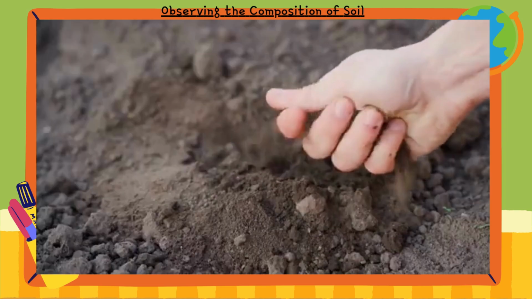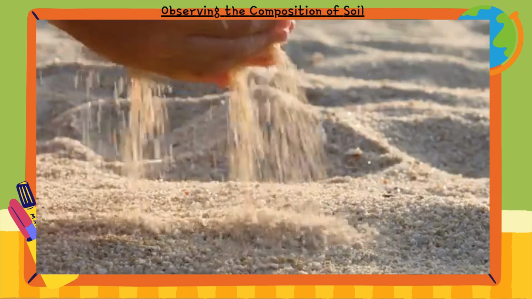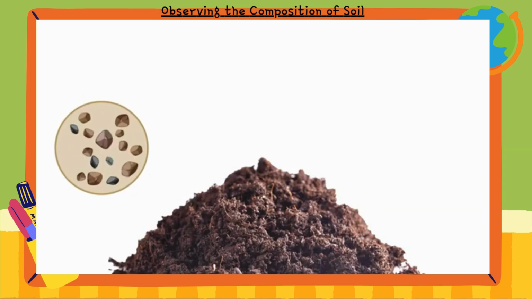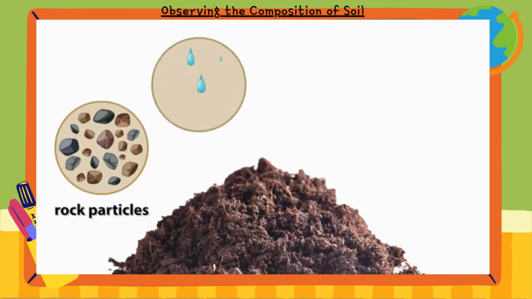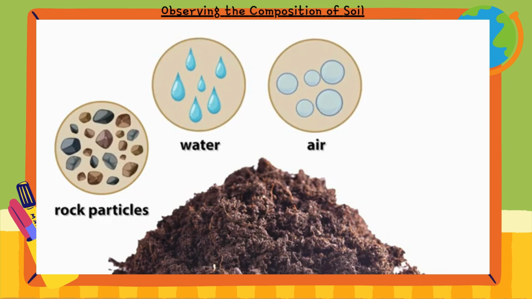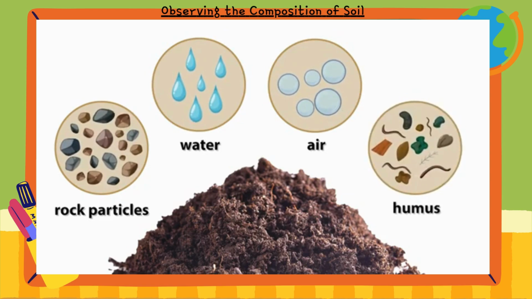Soil can be different in different places, but it generally has three main components: small rock particles, water, and spaces that can be filled with air. Some soils also contain humus, which is the remains of dead plants, animals, and other living things. This addition makes the soil richer and more beneficial for plant growth.